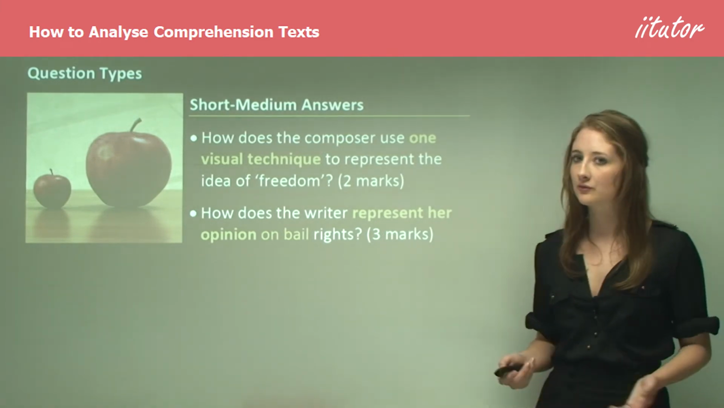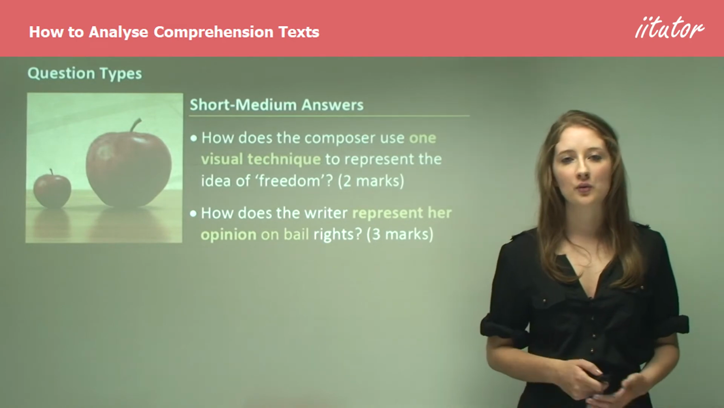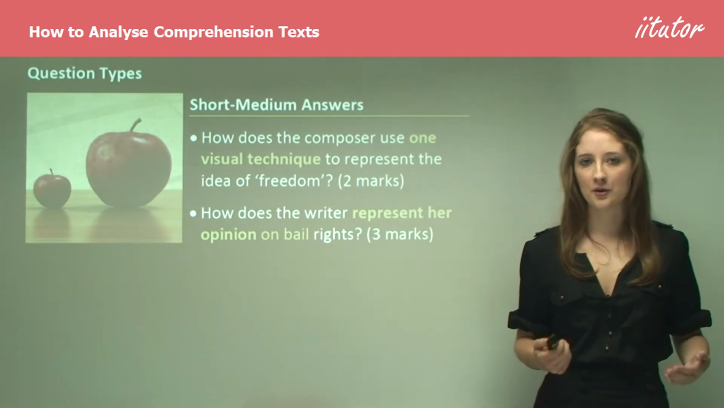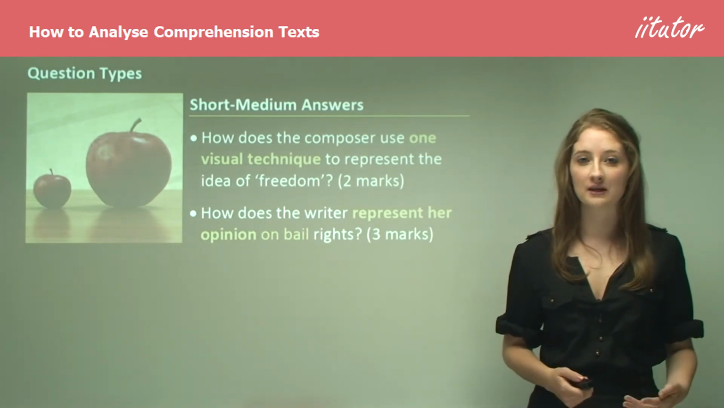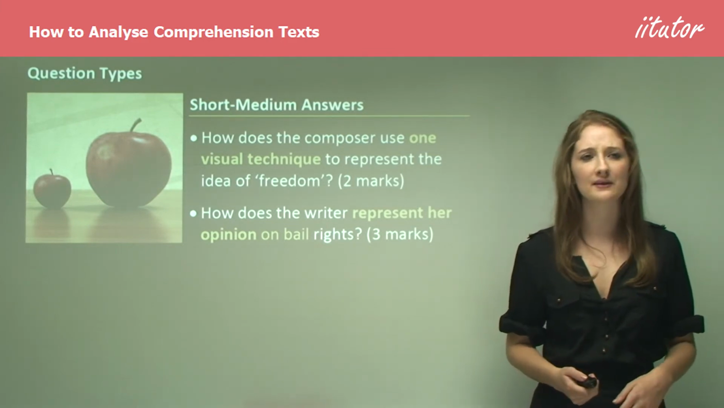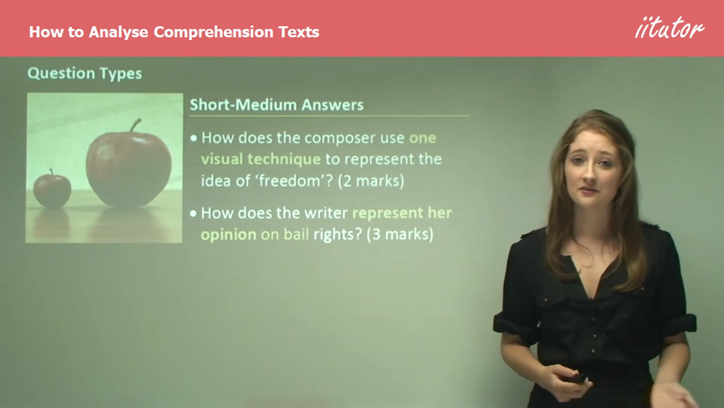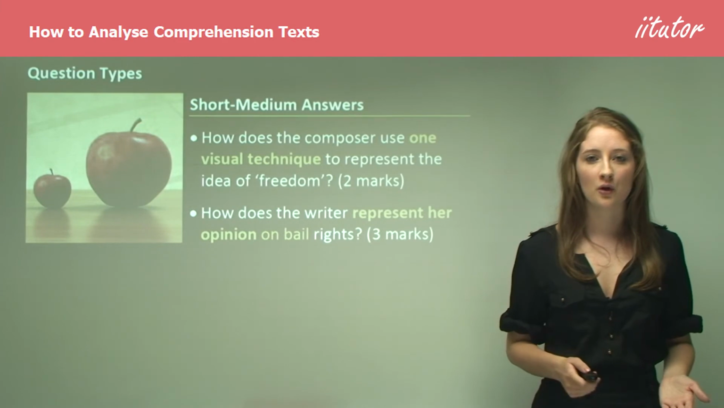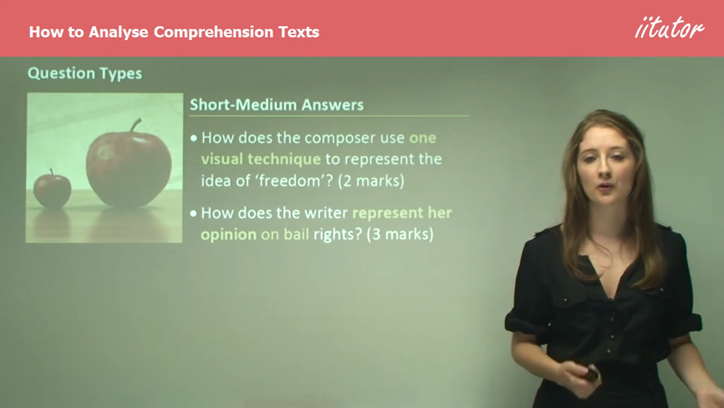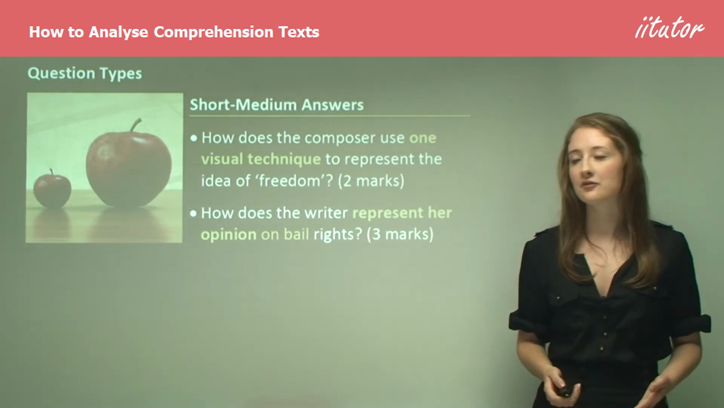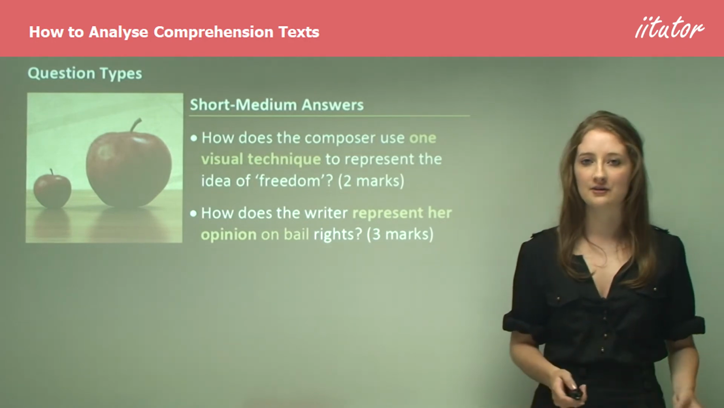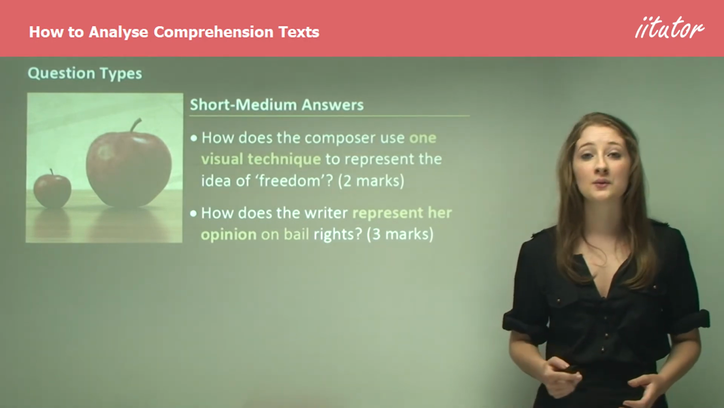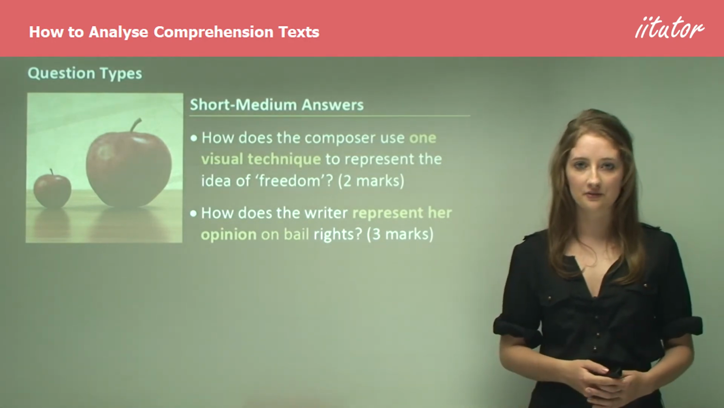However, you might be given a question like this: how does the writer represent her opinion on bail rights? For 3 marks. Now in this question, the how suggests that the marker really wants a more extended response. You might be listing more than one technique, say 2, and giving a lot of quotes or at least backup evidence from the text to provide the fact that you not only know what the writer says about bail rights, but that you understand how this is expressed.